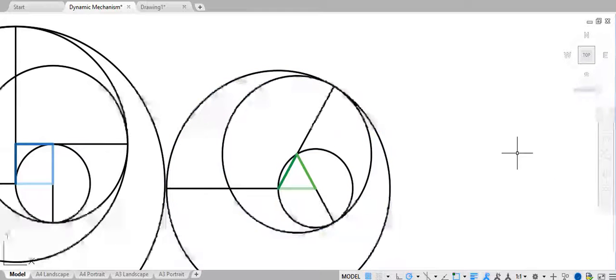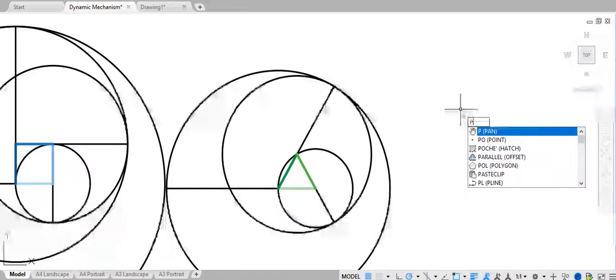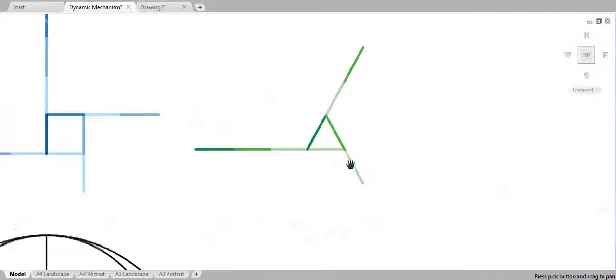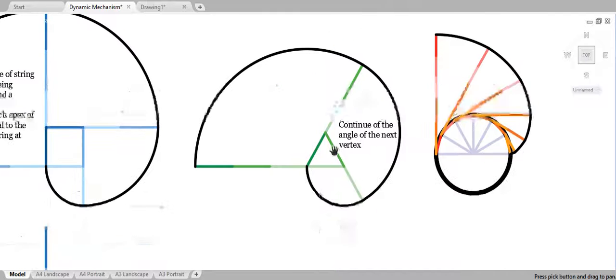You can see that I've done the same up here. So you have the same lengths that they create and how it's unwinding out. All we're doing is continuing on the angle generated from the last vertex.